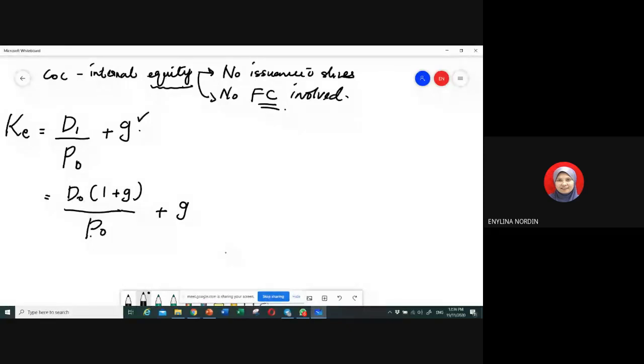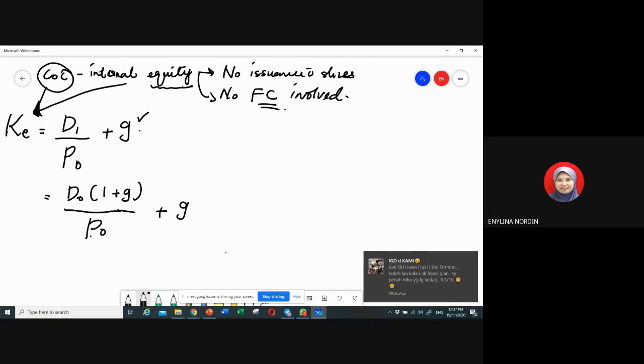And you must be aware that when you are calculating for internal equity, that is KE, the cost of capital for internal equity, the price should be the current price. No flotation cost, so no need to minus. If you use NP, I'm afraid you will be confused. It's up to you, okay?